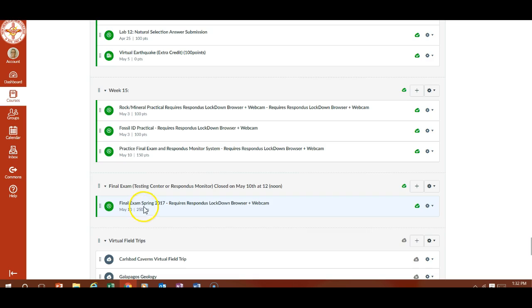You should take a moment to look at some of the instructions. If you click under the final exam, you'll see that there are some requirements and some instructions. If you're within driving distance of NMJC, you'll be taking your final exam in the testing center. If you're not within driving distance of NMJC, you have 2 additional options as a possibility. So please read these instructions and familiarize yourself with them.